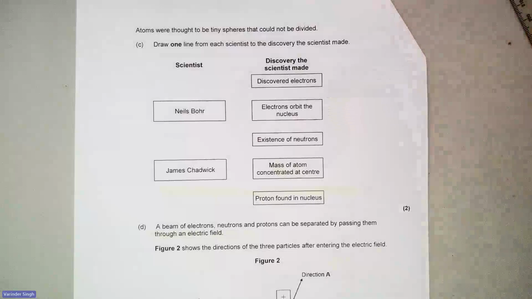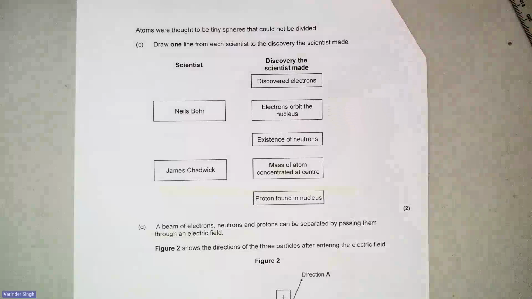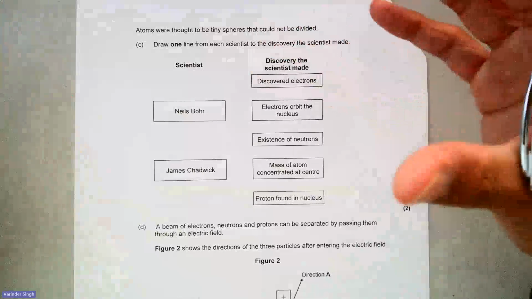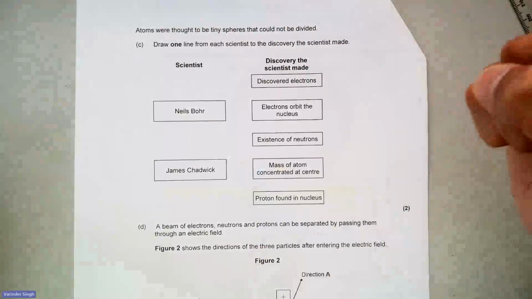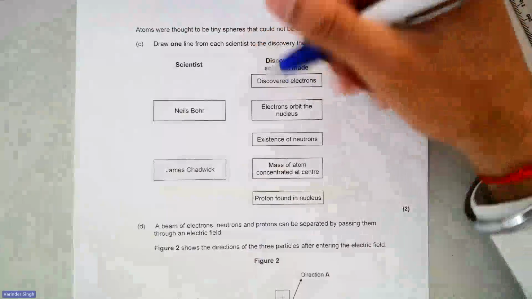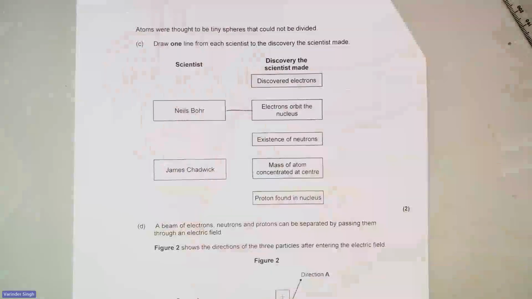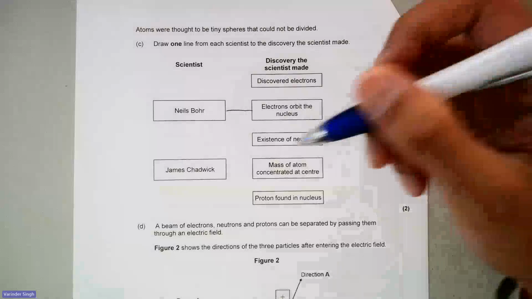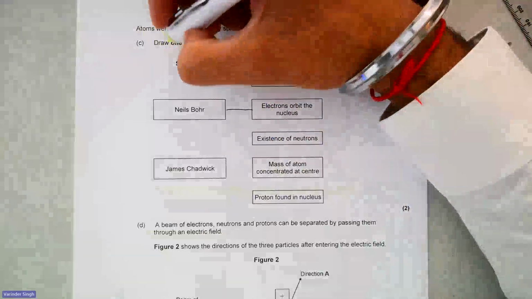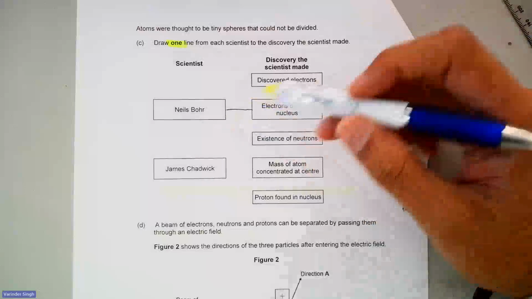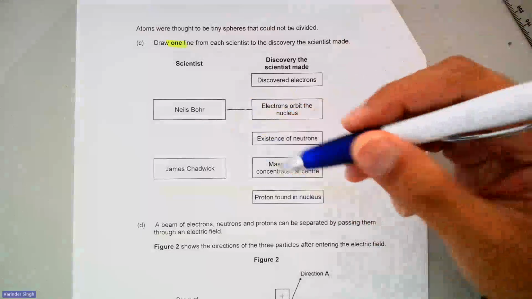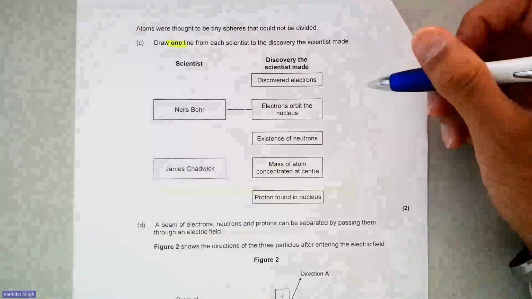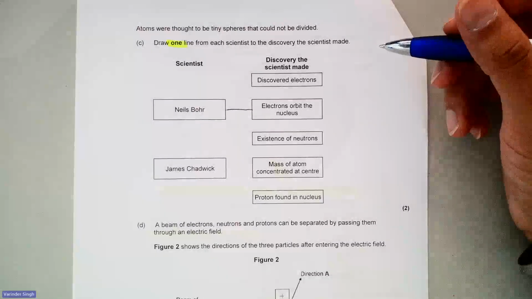Now, Niels Bohr in particular is famous for essentially coming up with the idea that the nucleus of the atom is at the center and that it's orbited by electrons. So in this particular question, it's straight across. Okay, so Niels Bohr, electrons orbiting the nucleus. Now, James Chadwick, remember it says draw one line, so make sure you read the question carefully, one line, not multiple lines. James Chadwick, his main contribution was discovering the neutron. So he's almost last in this list of scientists that starts with John Dalton.